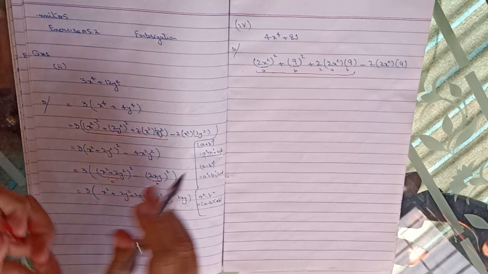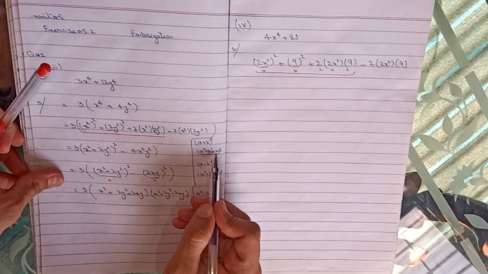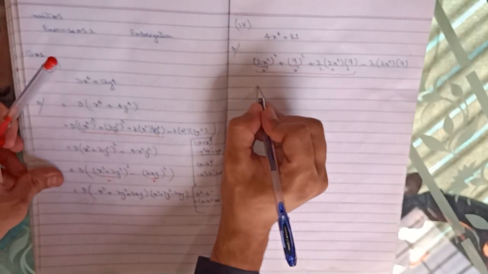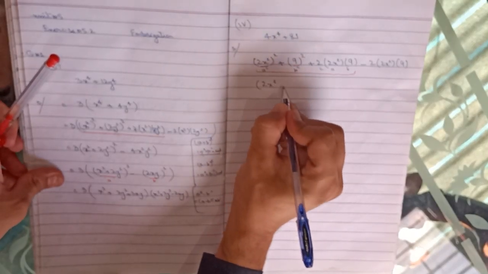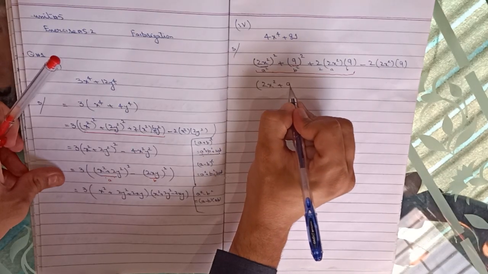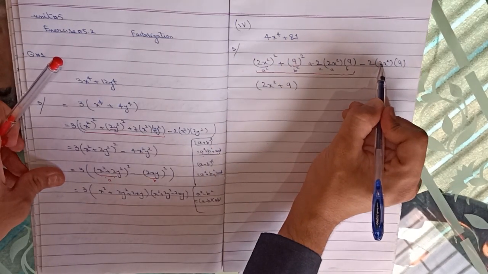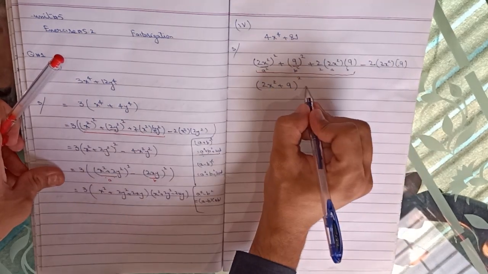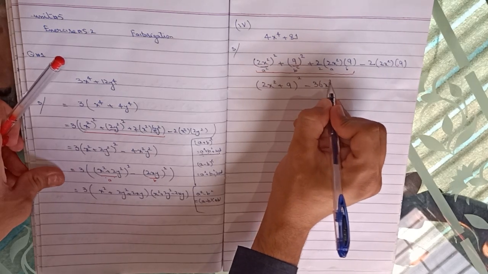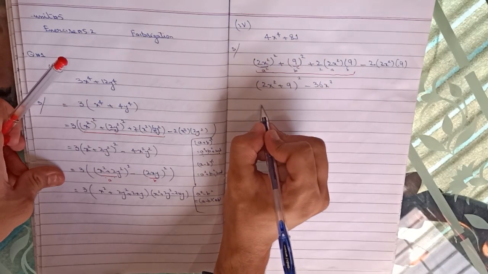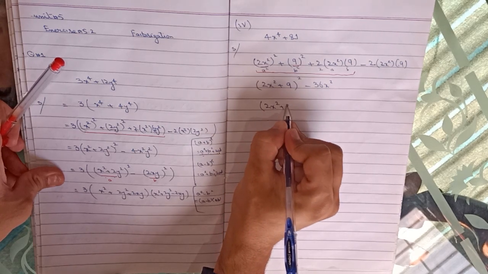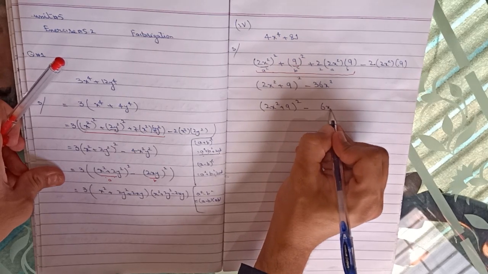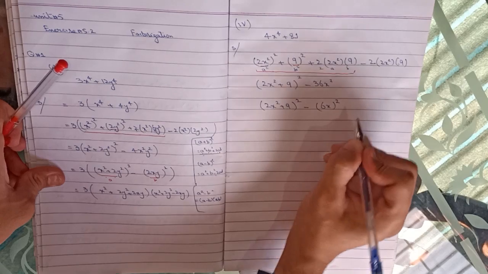We have identified a and b, and also found our a square plus b square plus 2ab formula. Closing this formula, we have 2x square plus 9 whole square, and this, what is this? 2 2s are 4, 4 9s are 36x square. So we will multiply this. 2 2s are 4, 4 9s are 36x square, and 36x square can be written as 6x whole square. So we have 2x square plus 9 whole square minus 6x whole square.